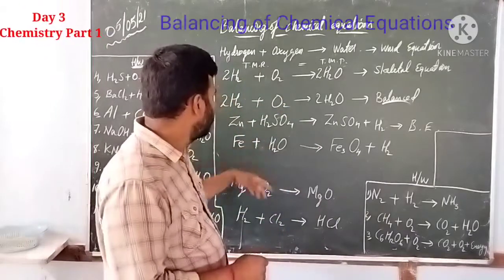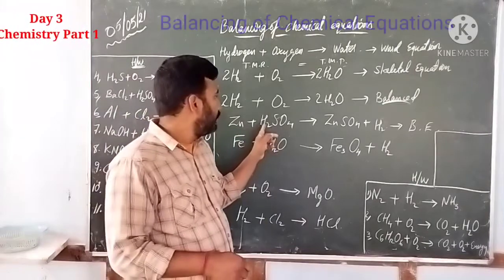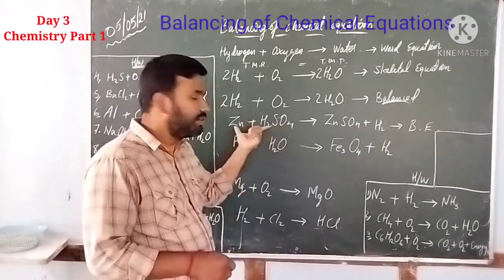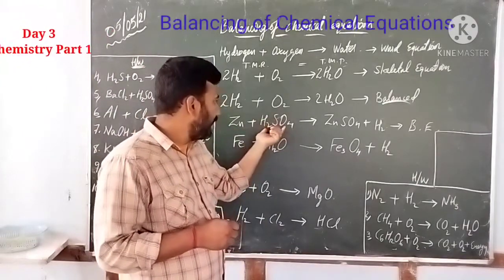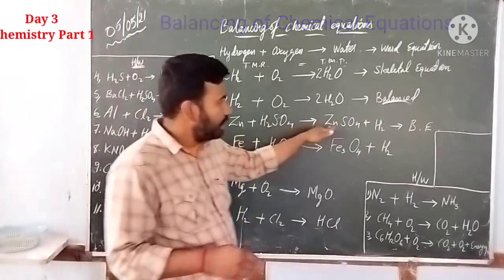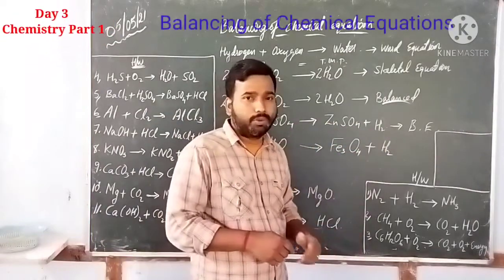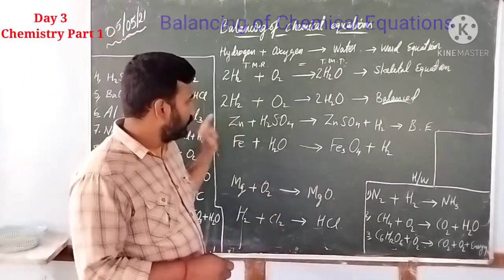We will practice one more for the next equation, zinc plus sulfuric acid. When zinc metal is put into sulfuric acid or hydrochloric acid, what are the products? Zinc sulfate and H2. So look at this equation.